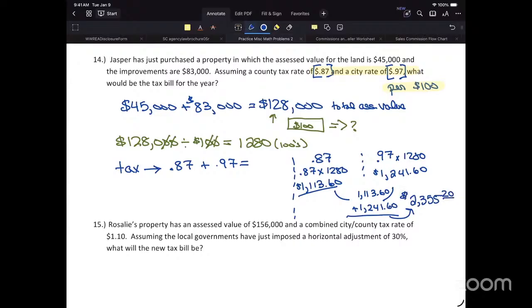I have more steps than Candace did, though. She's probably smarter to do it the way she did it. Well, I just know I tend to mess up numbers a lot, so I try to do the least amount of math possible. So I'm going to add the 87 and the 97 cents, which would be 0.87 plus 0.97, which is $1.84. I'm going to take that $1.84 and multiply it by 1280. And that's going to give me $2,355.20.